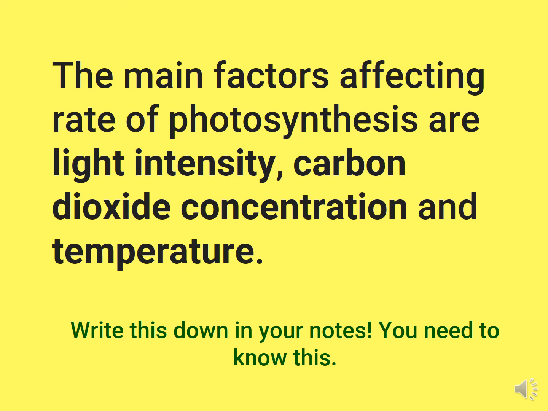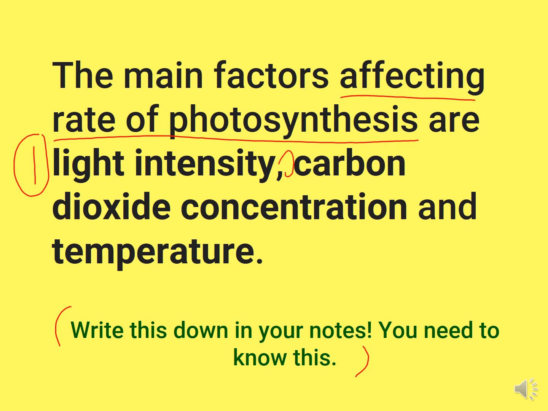Now, again, pause this. This is what you need to know. Write this in your notes because you have to know this. The main factors that affect the rate of photosynthesis: light intensity, that's number one. Carbon dioxide, number two. And temperature. Now let's be honest. If it's always dark, will you have a high rate of photosynthesis? If you don't have a lot of carbon dioxide, will your plants live? If it's so cold, do we really get plants in the winter?